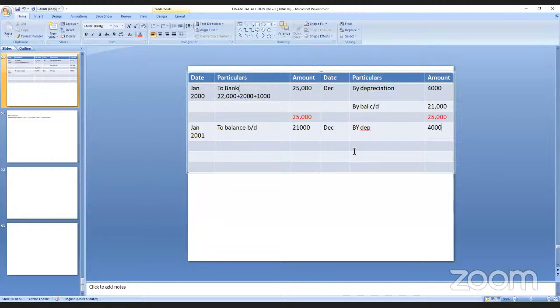Which method are we using here? By balance carried down. It is the straight line method. 21,000 minus 4,000 is 17,000. Now the total is 21,000. Here also 21,000.